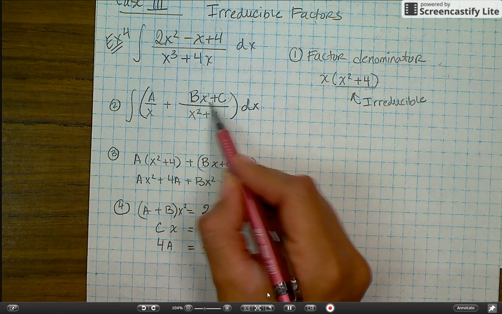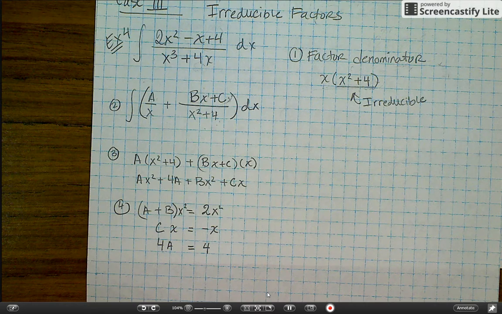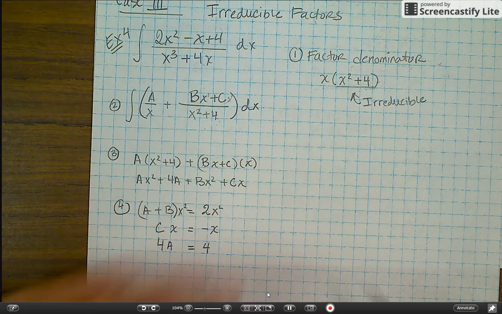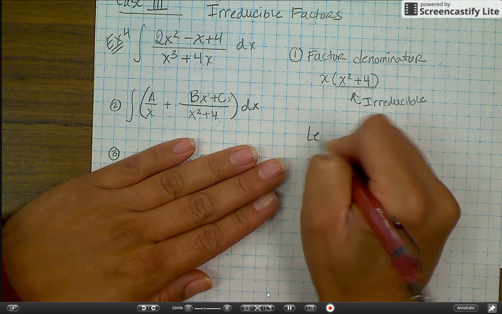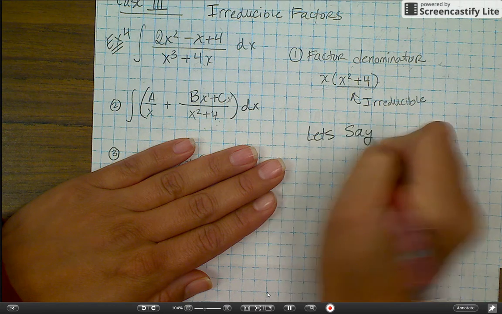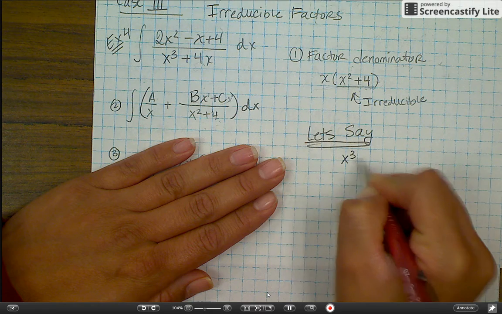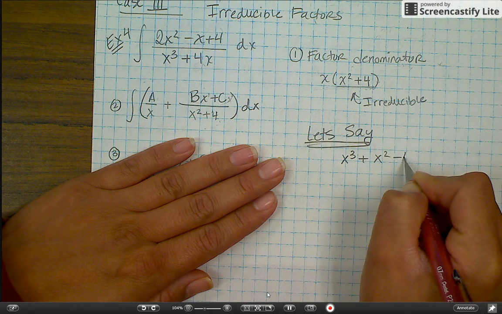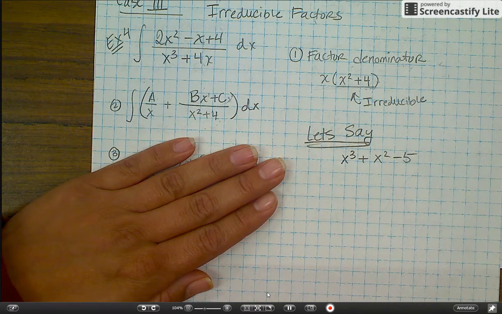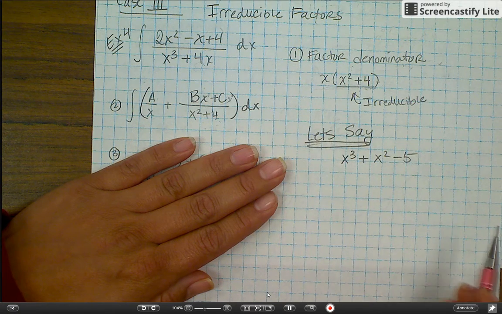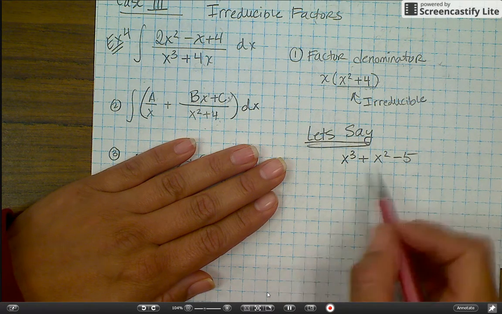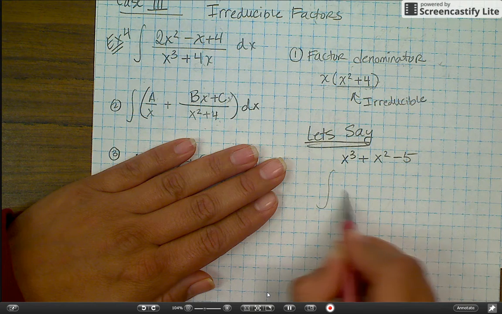And then I go all the way down to x to the 0 power. Okay, so before we continue our work, let's say that we had a factor like this, x cubed plus x squared minus 5. Let's just make that up, okay? And let's say that this is irreducible, okay? So what would we have in our integral?